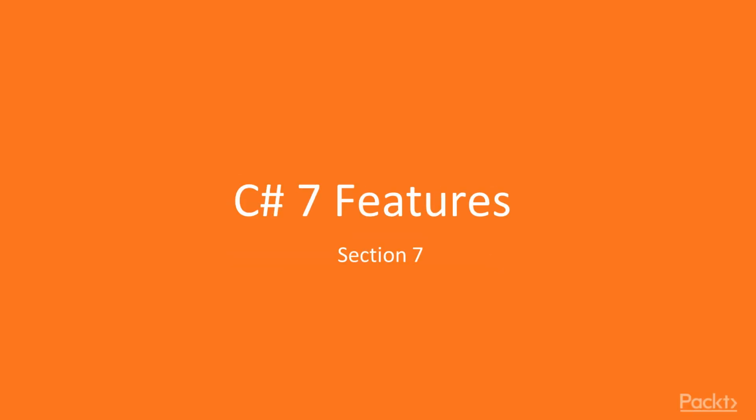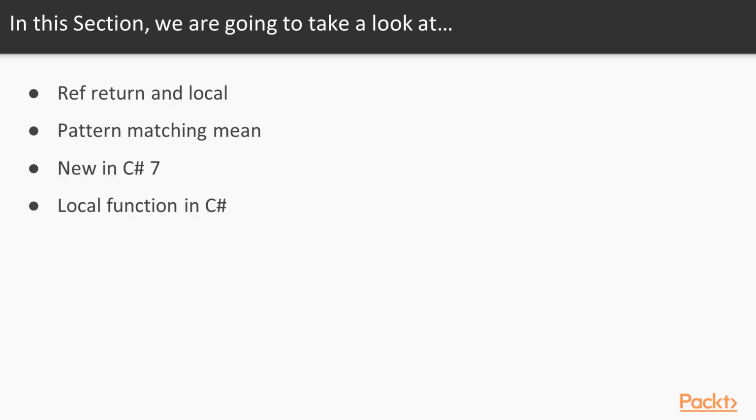Hello, welcome to section 7, C# 7 features. Let's see what we are going to learn in this section. In this section, we will talk about ref return and local. We will learn about pattern matching, and we will also learn about local functions in C#. All of these are newly implemented in C# 7.